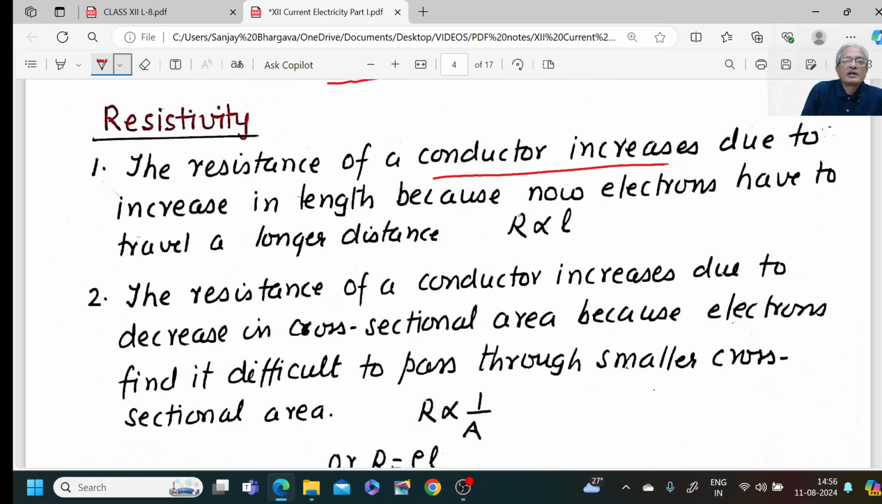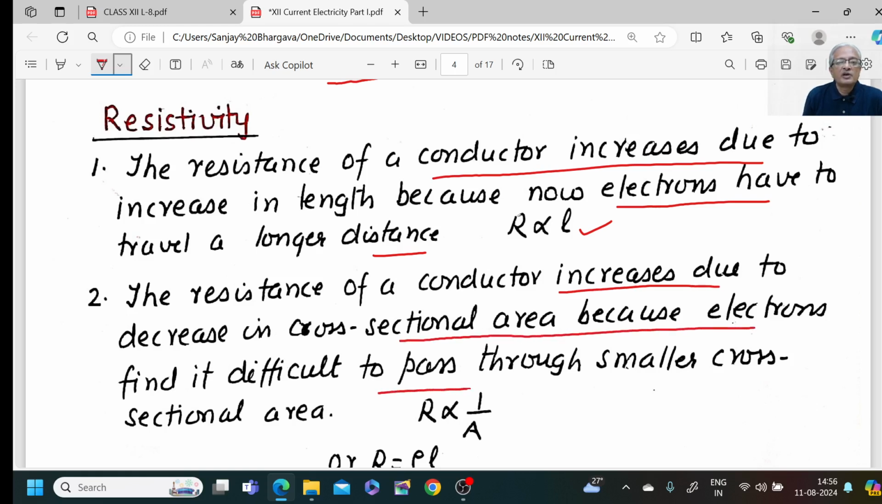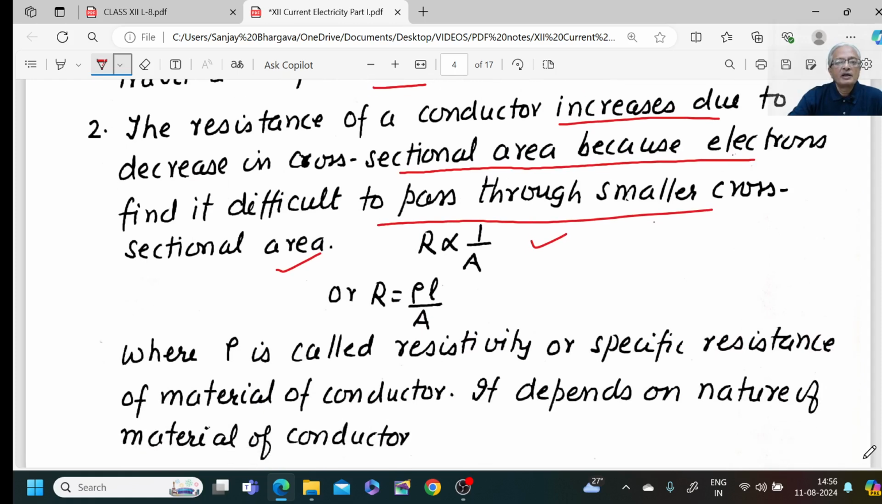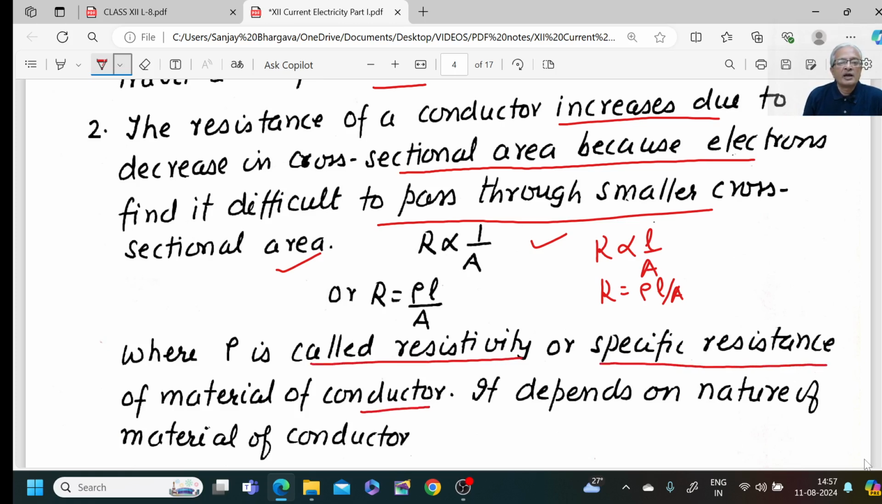The resistance of a conductor increases due to increase in length because now electrons have to travel a longer distance. So we write R proportional to L. The resistance of a conductor increases due to decrease in cross-sectional area because electrons find it difficult to pass through a smaller cross-sectional area. So we write R inversely proportional to A. Combining both, what do we find? We find R is proportional to L upon A, and to remove the proportionality sign we use a constant rho: R equals rho L upon A. So what is rho? Rho is called resistivity or specific resistance of the material of the conductor.